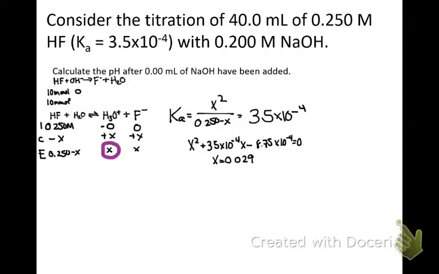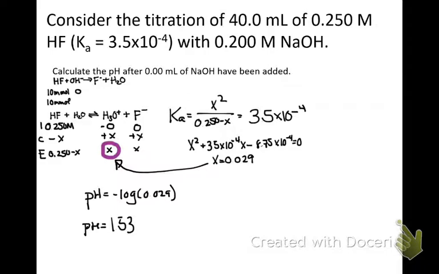Now, that value of x equals the value of H3O plus, and so we can calculate the pH equals negative log of 0.029, which means the pH equals 1.53. Okay, so we've solved for the pH at the beginning of the titration, after 0 milliliters of NaOH have been added. All right, let's go on to the next point.